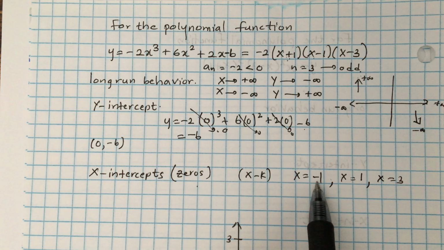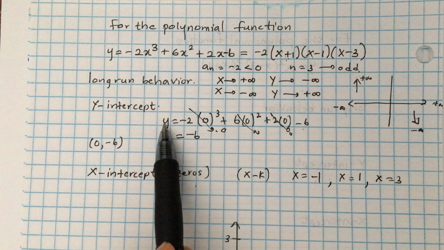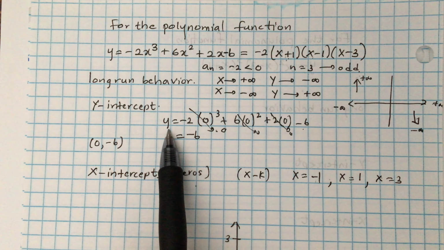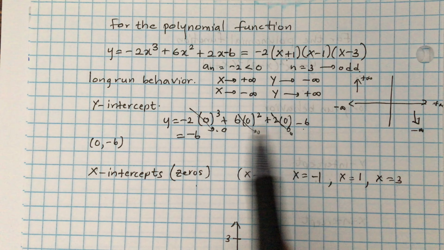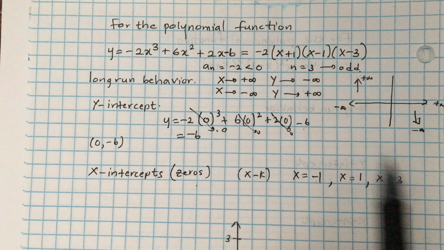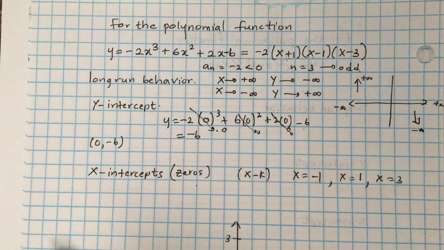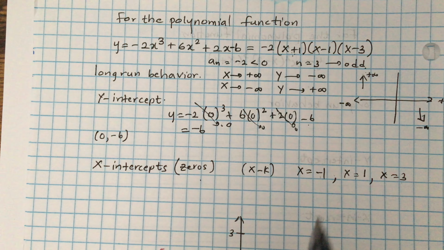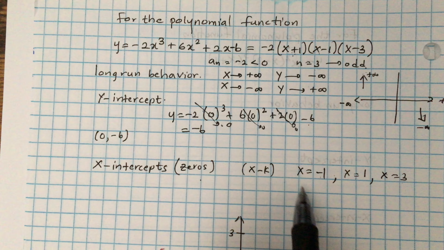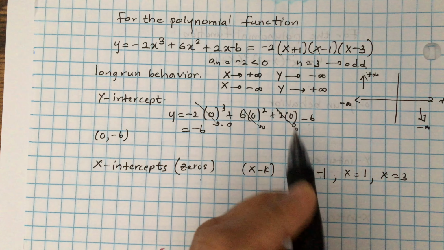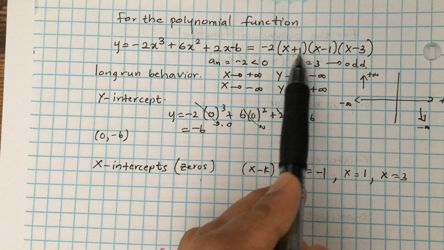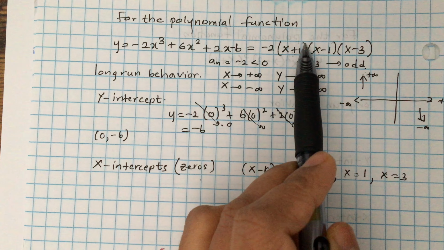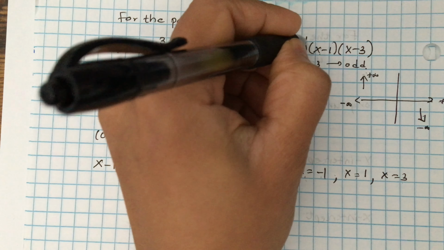At x equals negative 1, your polynomial's y value equals 0. At x equals 1, y value equals 0. At x equals 3, y value equals 0. Right? So these are the zeros or the x-intercepts of your polynomial. So now we have everything, but we have to look at the behavior at zeros, right? So let's look at this one. To find the behavior of your zeros, you have to look at the power of these factors. So here you can see it's power 1.